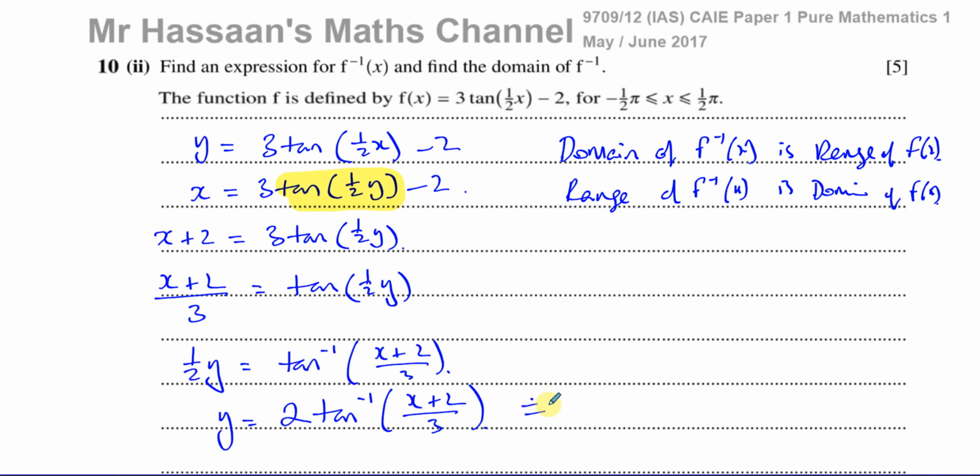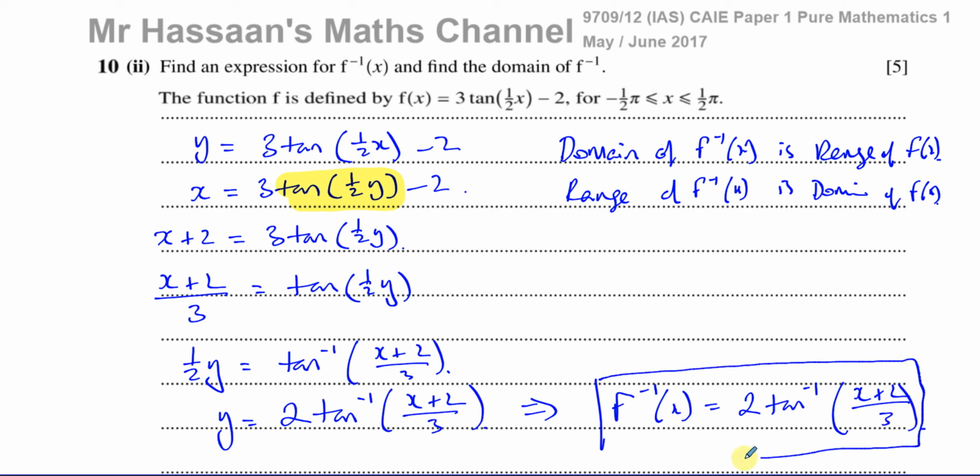So, in fact, I should write this as, therefore, the inverse function of x is equal to 2 times the inverse tan of x plus 2 over 3. Just write it in there. Make it clear that that's the inverse function of f of x.